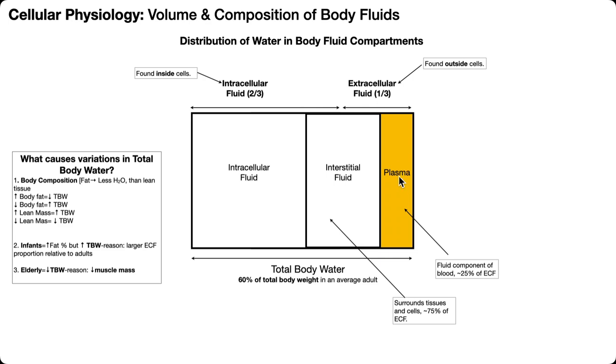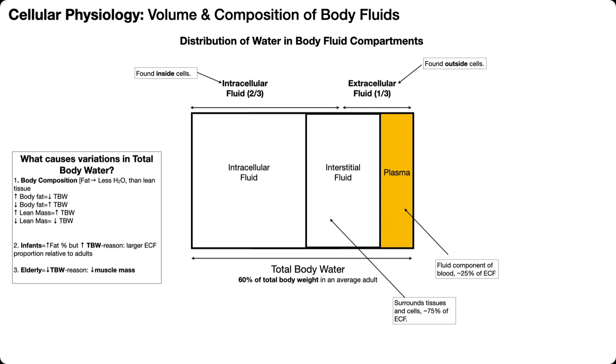Okay, now plasma is going to be the fluid part of the blood, and this is going to make up about 25% of this extracellular fluid. All right, so the key point here is that we're going to need to have balance between all of these compartments to maintain homeostasis. All right, and this is going to be important in supporting cellular functions.